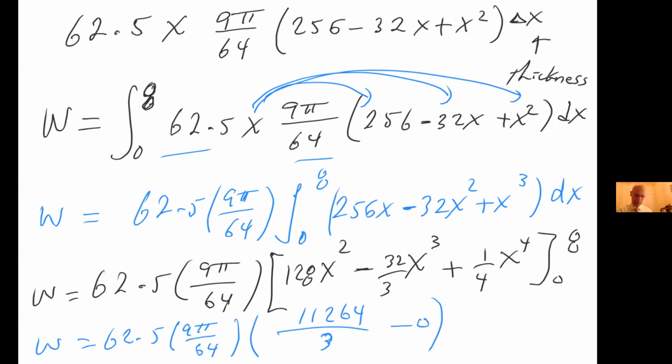And that equals, if I multiply that, that's divisible by 3. According to my calculator, I get about 33,000 foot-pounds. And that's because of the kind of units that were given to us.